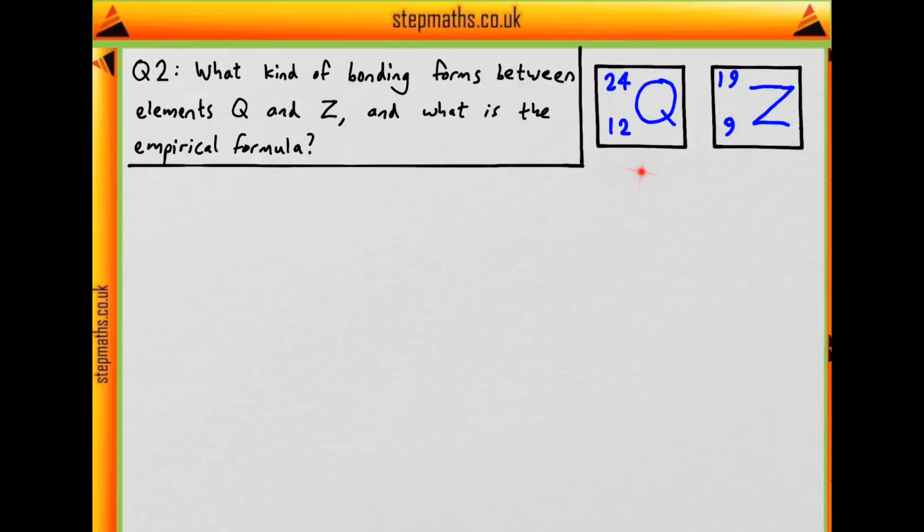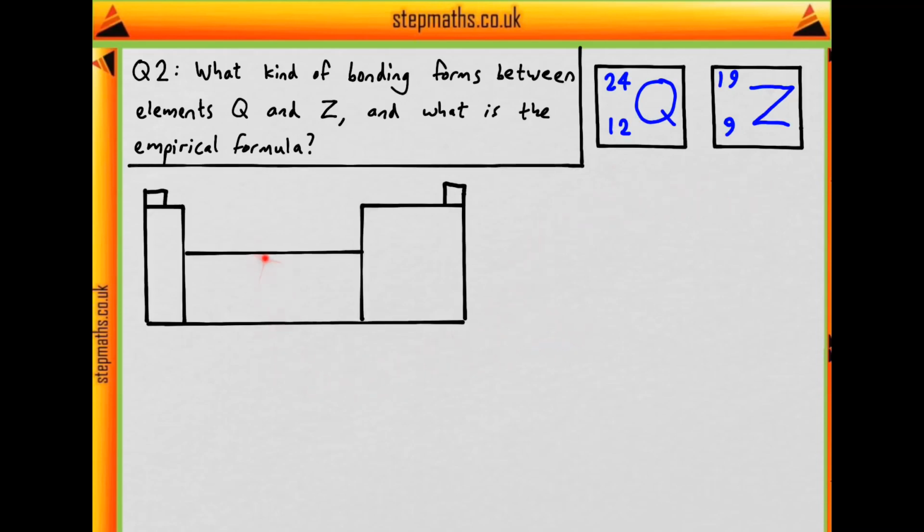So we're told how Q and Z appear in the periodic table, but maybe it would help even more if we can actually visualize them in the table. So let's do a quick sketch. We should know the general shape of the periodic table. Now, how do we figure out where Q and Z go?